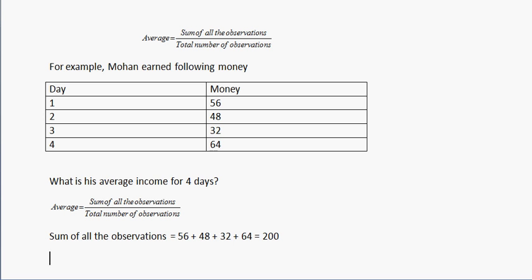And how many observations are there? There are 4 observations. So average would be 200 by 4, which is equal to 50. So on an average he earns 50 rupees each day.